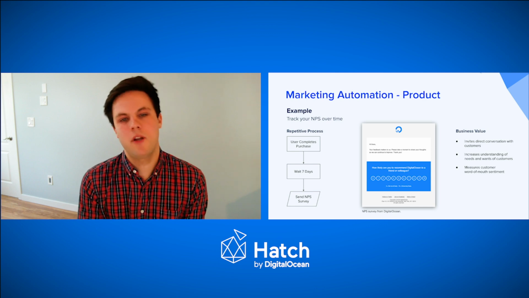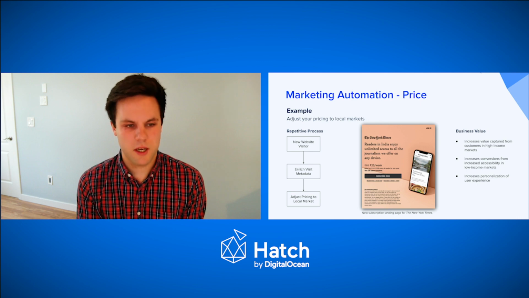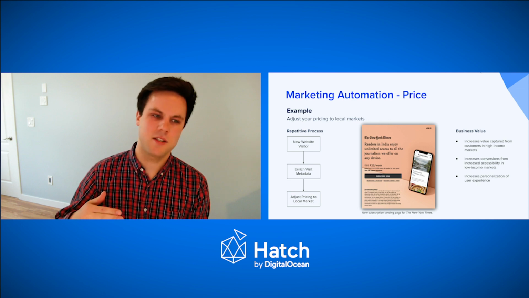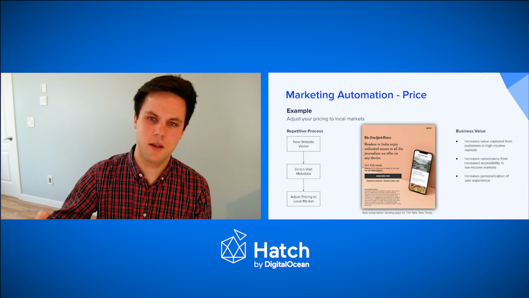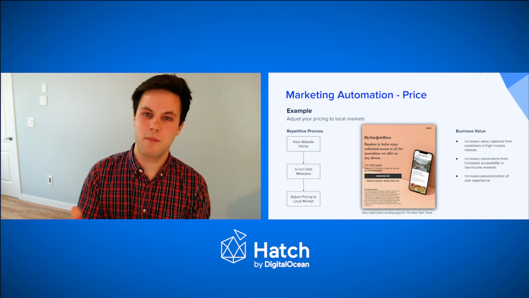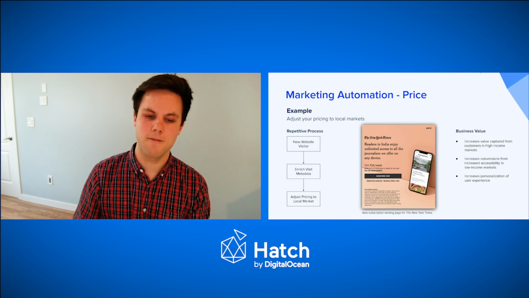Next example of marketing automation for price. This is an example of how the New York Times is adjusting its pricing to local markets. So the repetitive process here is the New York Times is looking at every visitor on their website. They're enriching that visit metadata to figure out where that person is coming from, and then they're adjusting the local pricing to the local market.